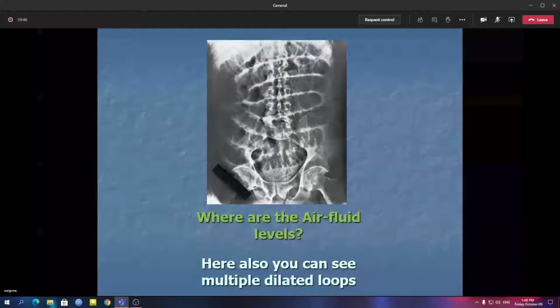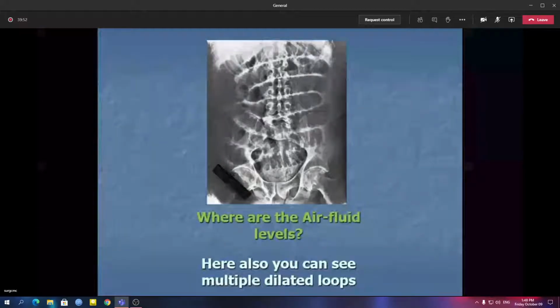Somebody has taken a film in a supine posture and there is no air fluid level but multiple dilated bowel loops. If you take a wrong X-ray, or if you are bound to take an X-ray in a different posture, what kind of diagnostic dilemmas come? Just remember that supine X-rays also come in emergencies. Okay, it is not for your exams, just to show you the difference between the two.